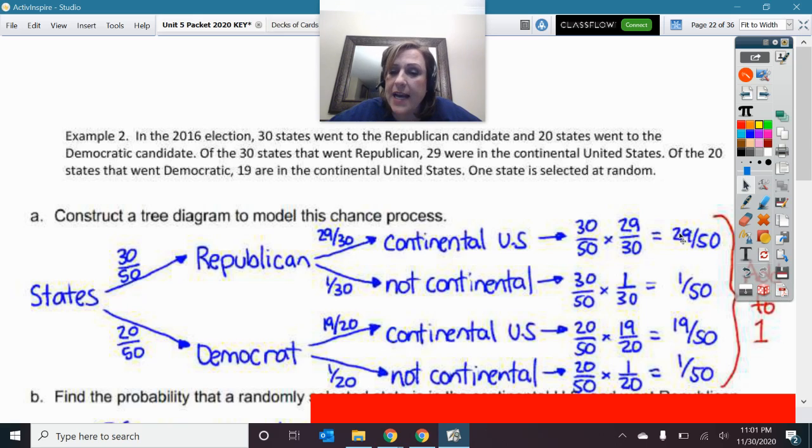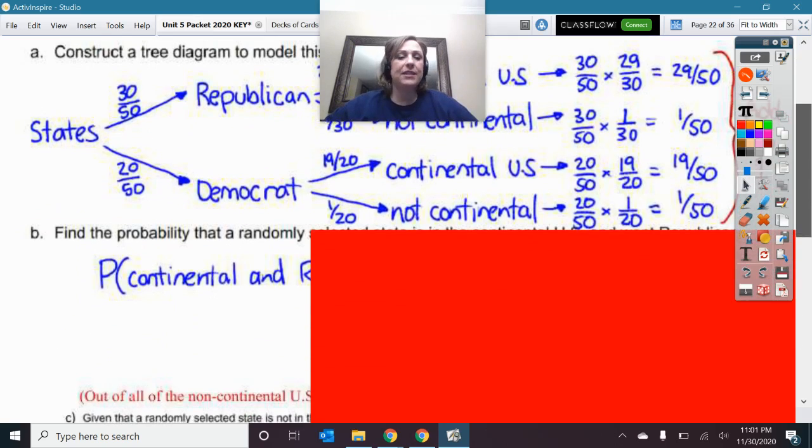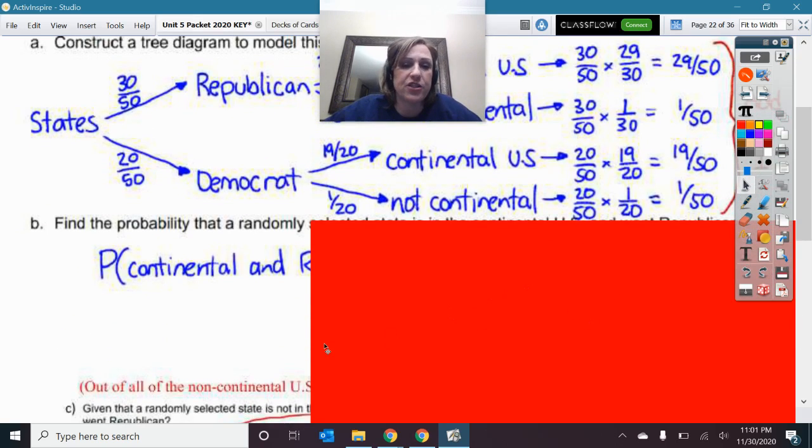So 29 out of the 50 states were in the continental US and went Republican. Okay, so that's what that looks like. So let's answer some questions.